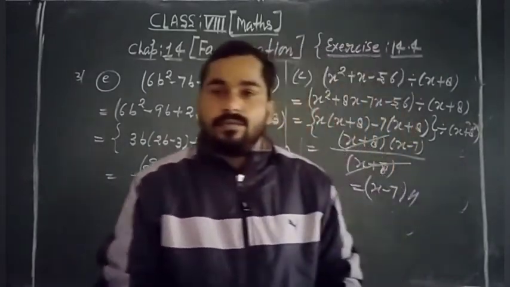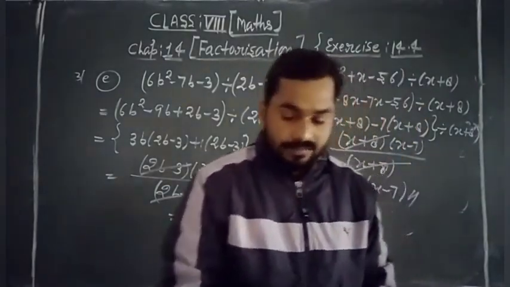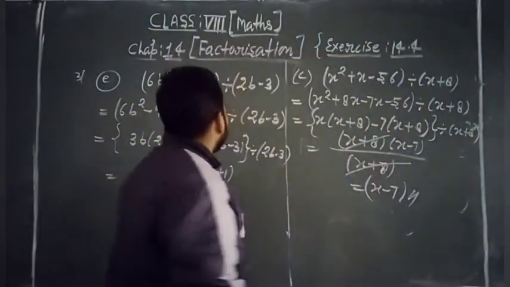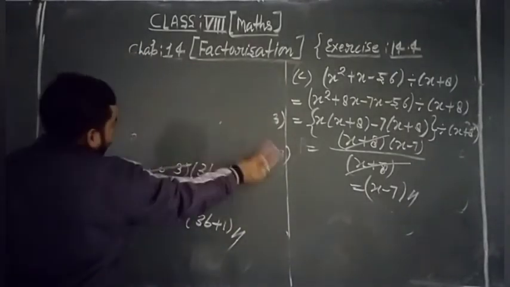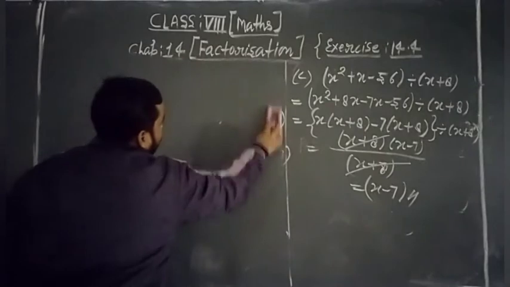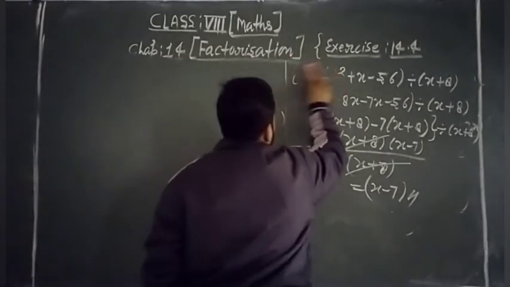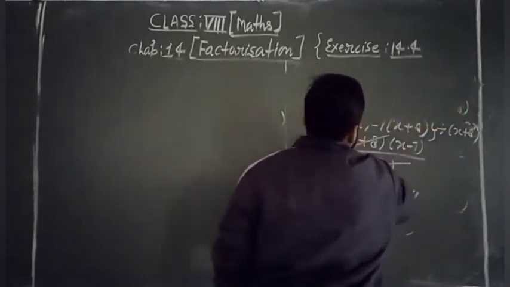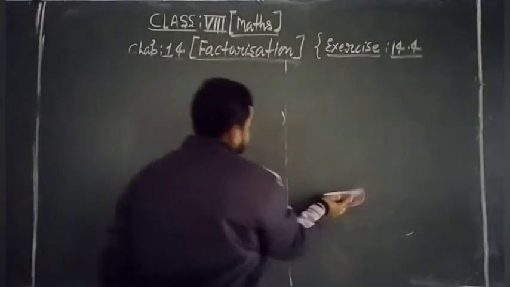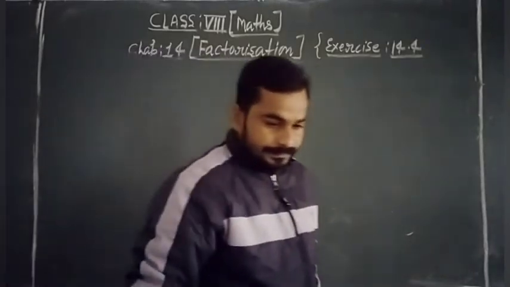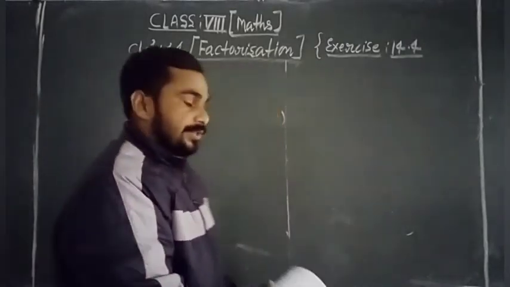Now question number 4: factorize and divide the following expressions. Same process as question number 3. First we have to factorize the given expression, then after that we have to divide. So part A of question 4 is given.